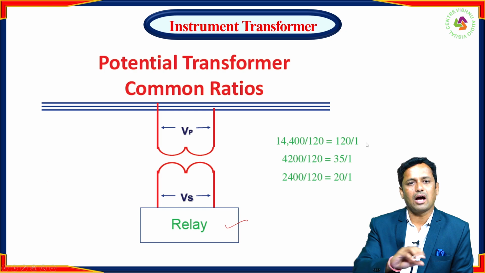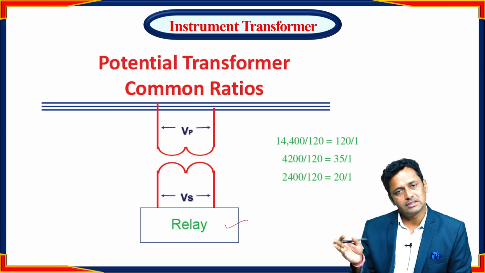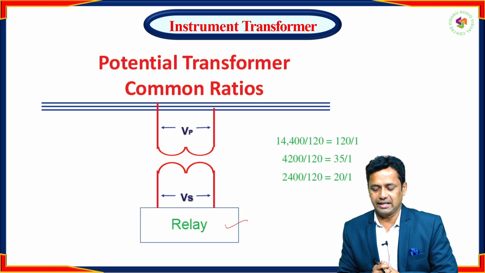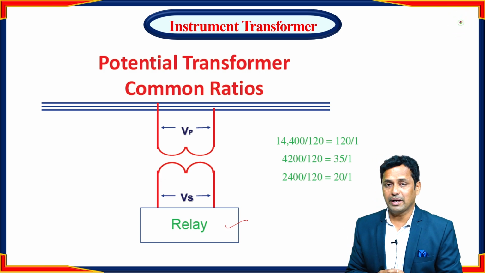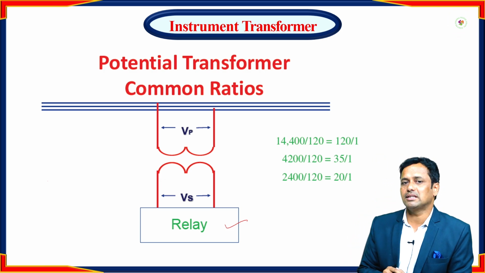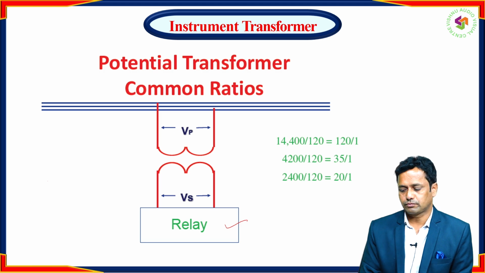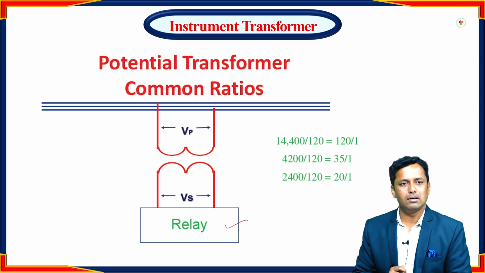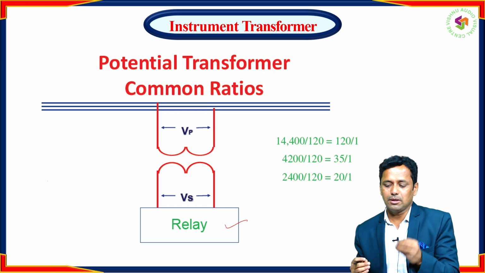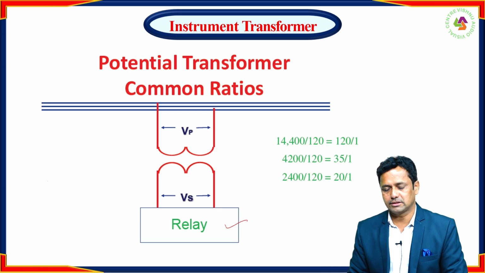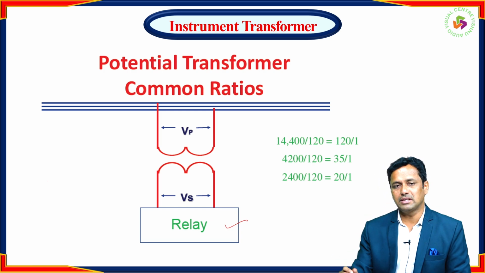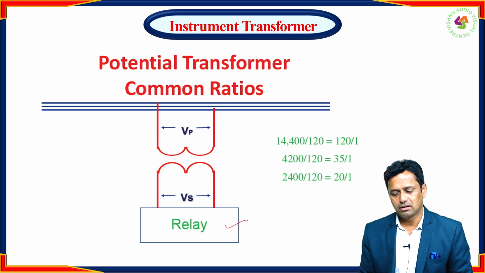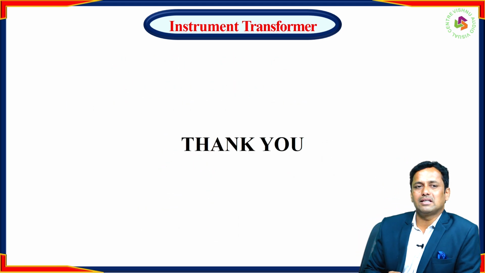This turns ratio we have to use in CT preparation, CT design. So 4,200 turns by 120 turns is also called 35 by 1 turn. One turn means we have to wind the new CT. From the CT preparation point of view, we have to go for these calculations. 2,400 by 120 is 20 by 1 turns. We have to connect it for CT preparation. These are my major important topics.